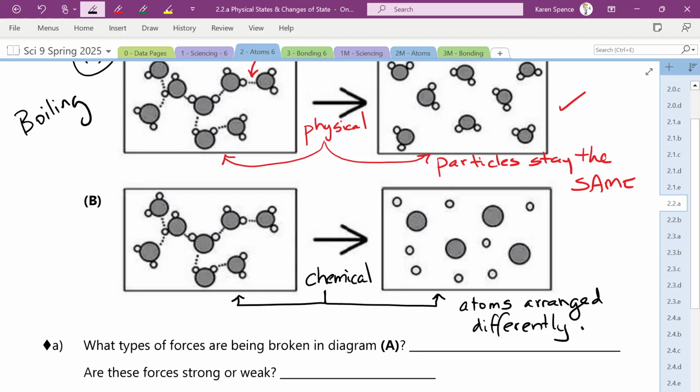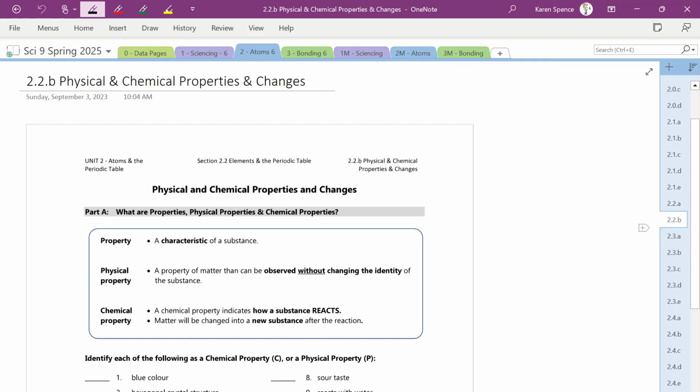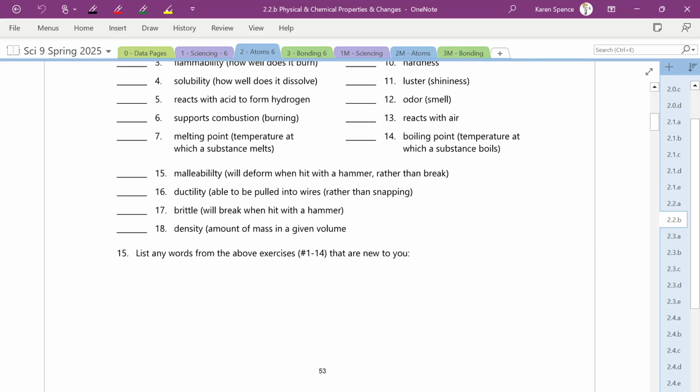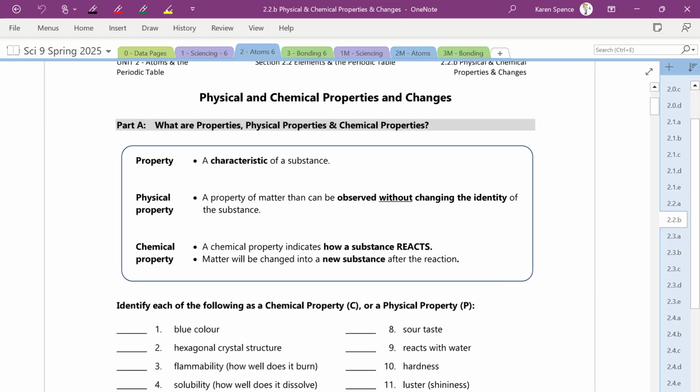So today we're going to focus on some chemical properties, chemical changes, and then tomorrow, if I can get my act together, we will do a little lab about some chemical properties. Okay? So I think that would be a nice thing to do just before our long weekend. Okay? So let's pop to page 53.